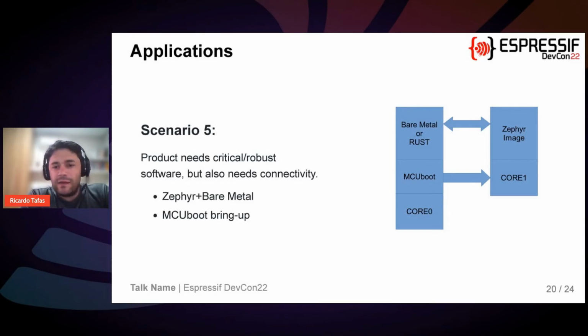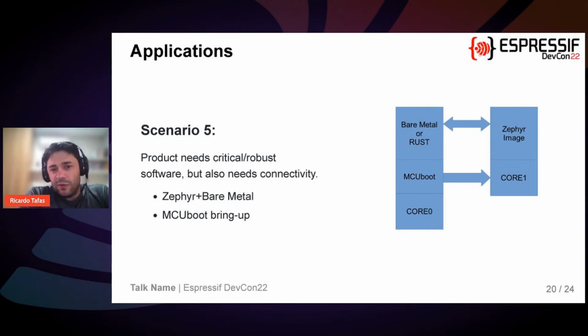So in this case, the user has the critical firmware on core 0 and all connected software on core 1, and critical or robust routines on core 0. In this scenario, users won't have interference from networking on the critical routines, and they can provide a safer application for their users.